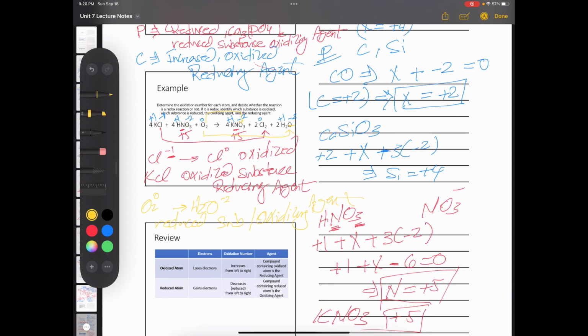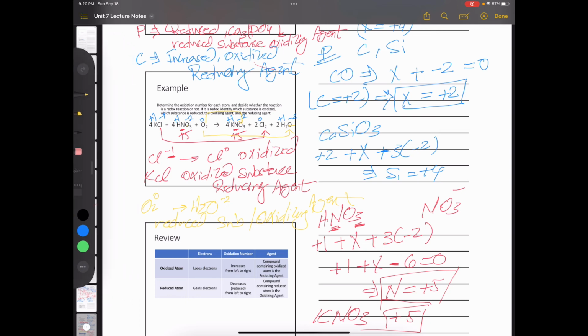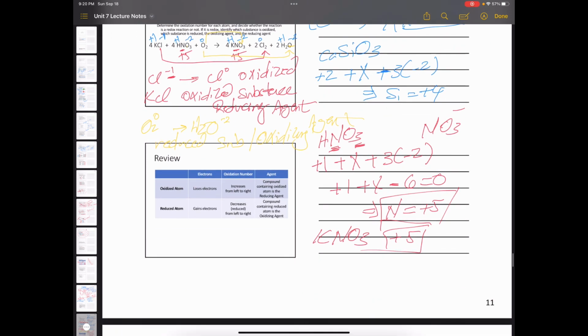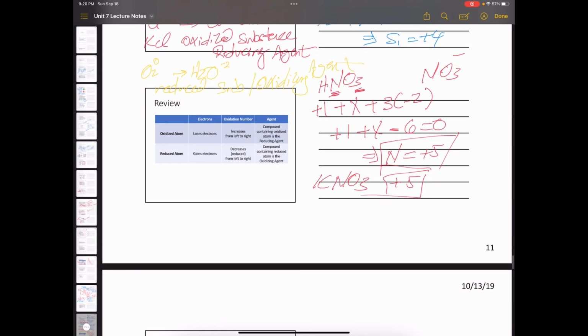So that's how you find out where's the oxidized substance, where's the reduced substance, and that's how you can label all the reactants and the products correctly. Okay, so first things first, you need to make sure that you're assigning the correct oxidation numbers, doing the calculations correctly, and then try to trace where is the change in oxidation numbers taking place, and that's how you can identify your substances.